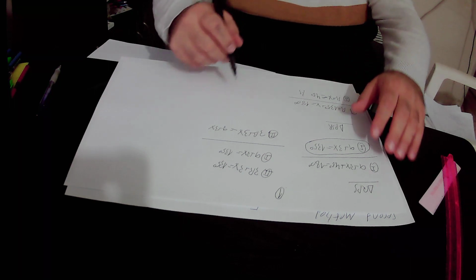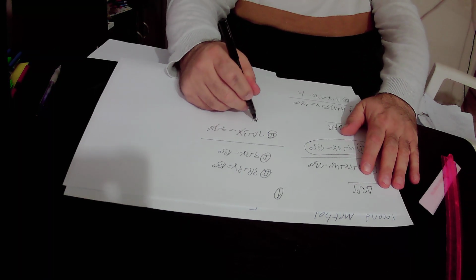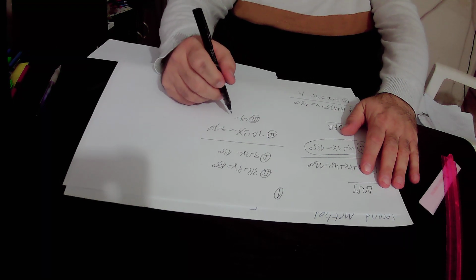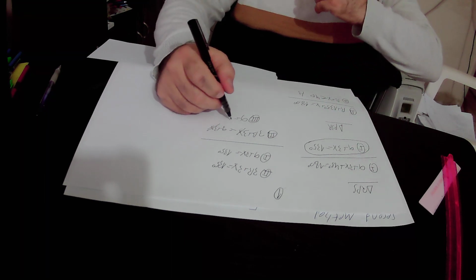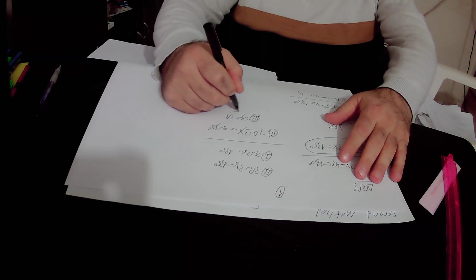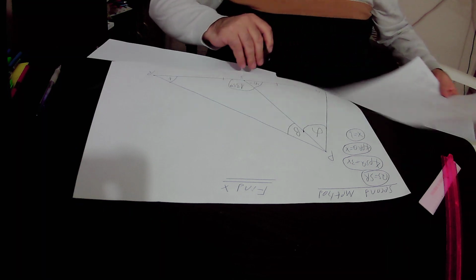So here we will subtract 3x from this equation number 3, and we will get that alpha equals 3 beta. Alpha equals 3 beta. We found out that alpha equals 3 beta according to equation number 3.